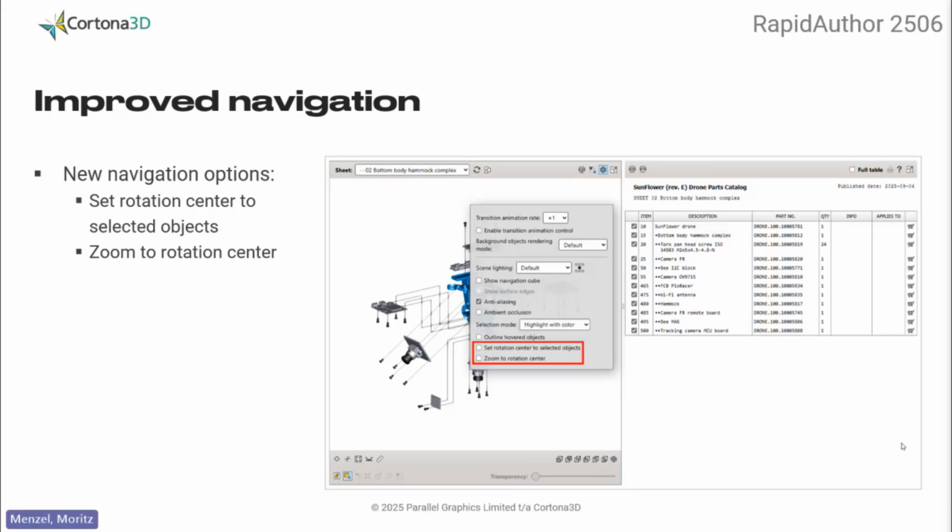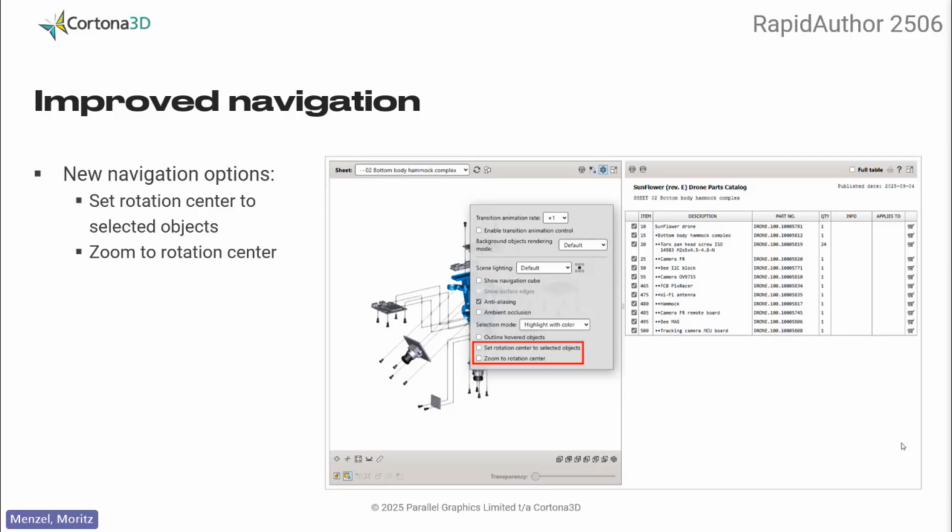We have also improved the rotation and zoom algorithms for smoother navigation when using the mouse wheel in 3D publications. The new options Set Rotation Center to Selected Objects and Zoom to Rotation Center are available both in the publishing options of the authoring tools and in the settings of the resulting publication.